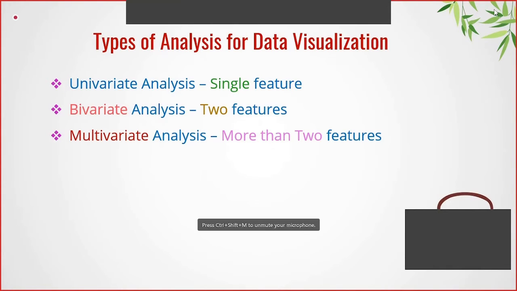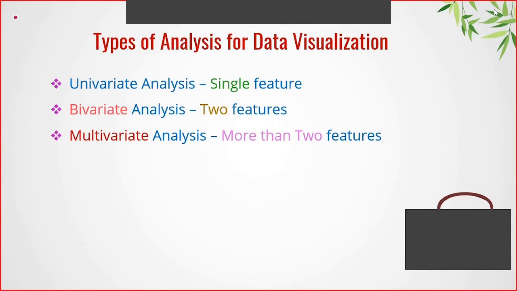In such situations, we use dimensionality reduction techniques, that is PCA, t-SNE, LDA, like principal component analysis and linear discriminant analysis. All those dimensionality reduction techniques we can use. They help convert data from higher dimensions to 2D or 3D, because we can visualize the data in either 2D or 3D format. So here you can see the different types of analysis for data visualization.